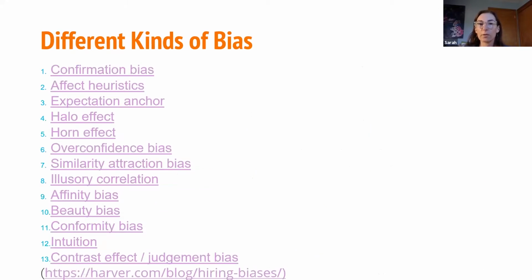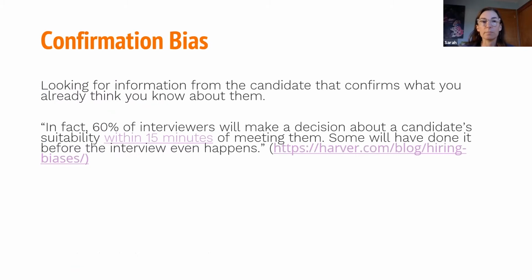So also wanted to just introduce that there are many kinds of bias. We're not going to go into all the different kinds of bias, but you can look into it more with this article from harvard.com. There are 13 in this list, and there's probably other ways of categorizing bias, but it can be helpful not because you need to know, oh, that was the Horn effect, or oh, that was affinity bias, but just that it might help you see how bias shows up and influences decision making. And wanted to give you a specific example of confirmation bias, which is basically this idea of looking for information about the candidate to confirm what you already think you know about them.